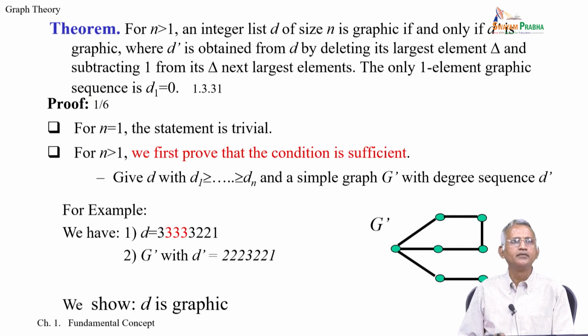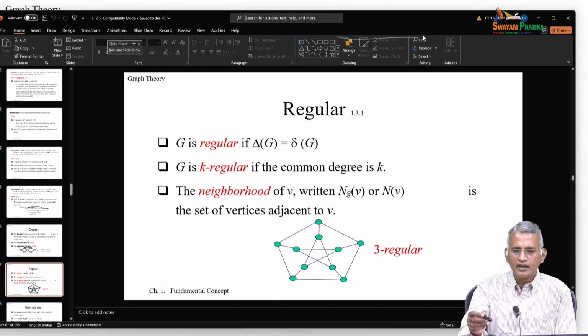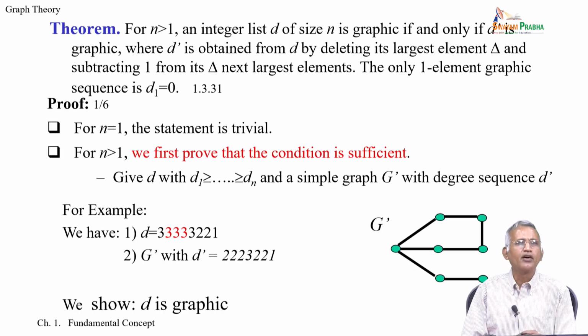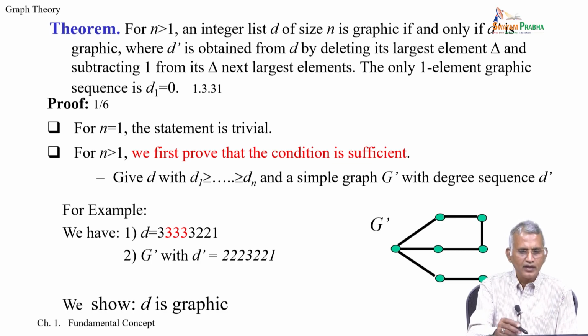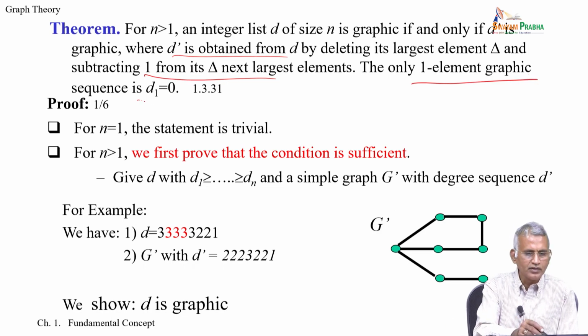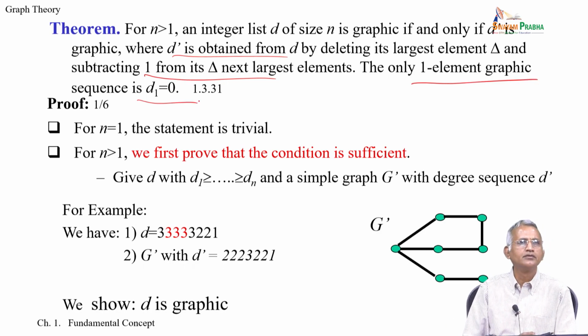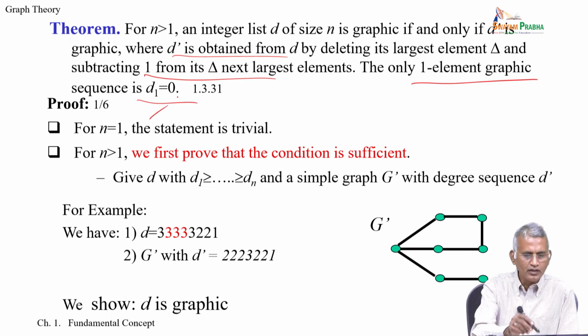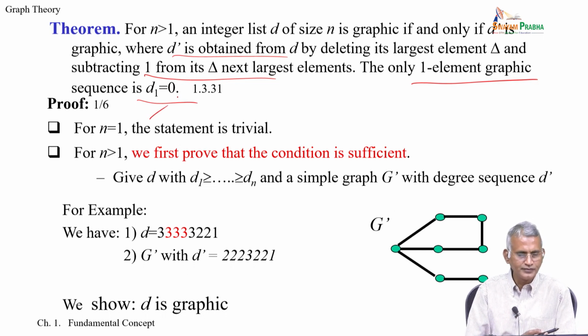Now, we have a theorem. For n greater than or equal to 1, an integer list d of size n is graphic if and only if d' is graphic, where d' is obtained from d by deleting the largest element delta and subtracting 1 from its delta next largest elements. The only one-element graphic sequence is d1 equal to 0. So, for n equal to 1, this is proved trivially.